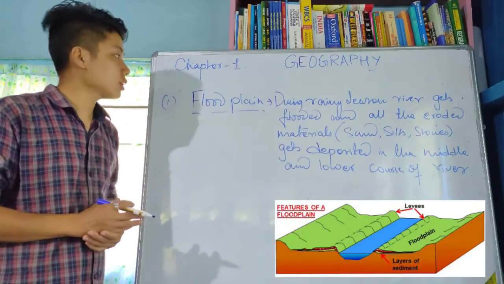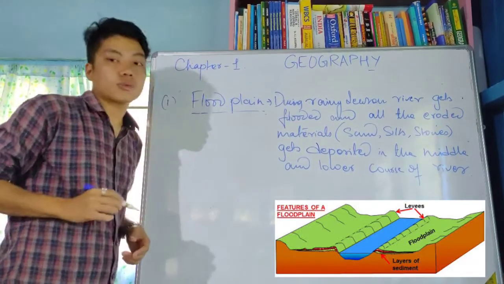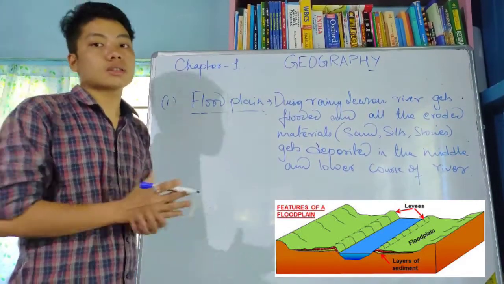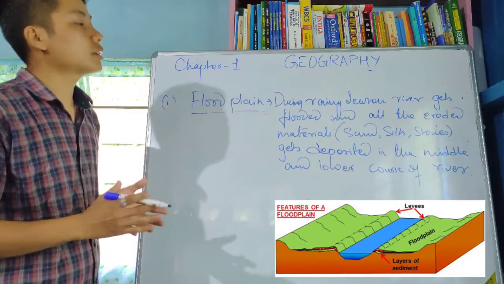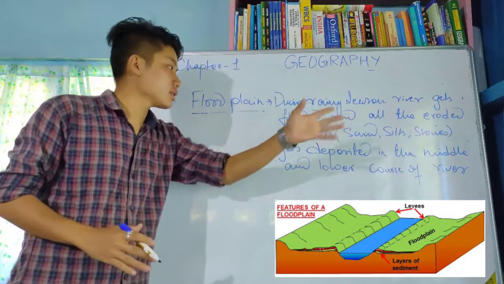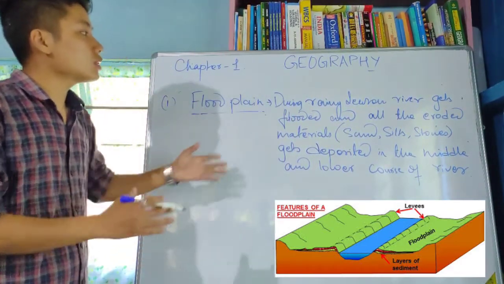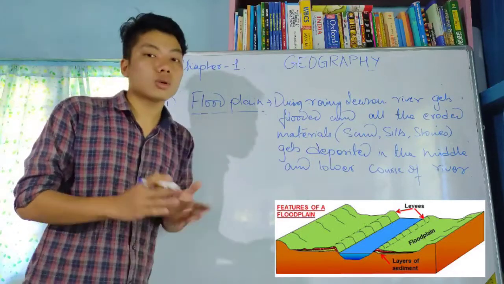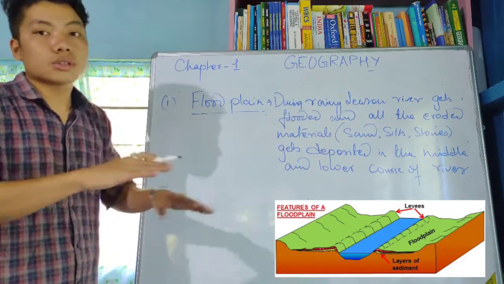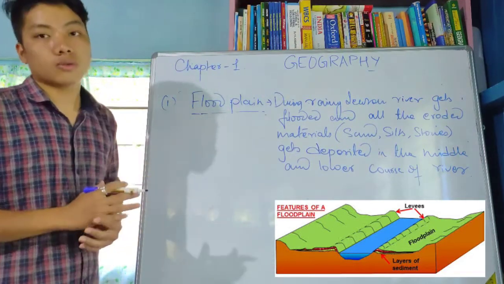Another feature produced by a river is the floodplain. So what is a floodplain? During the rainy season, the river gets flooded, and all the eroded materials like sand, silts, and stones get deposited in the middle and lower course of the river. All these sand, silts, and stones produce an extensive plain area, which is termed a floodplain.